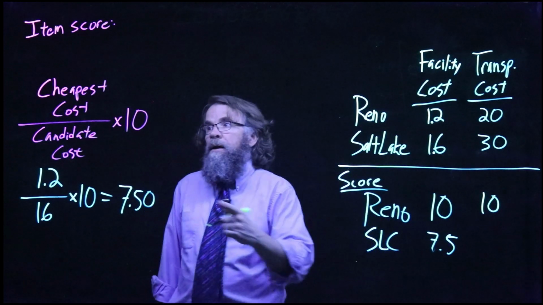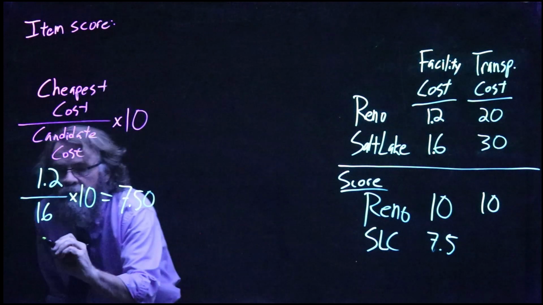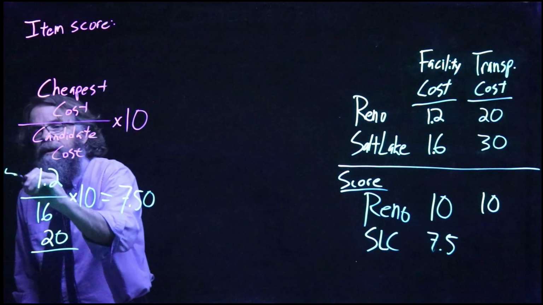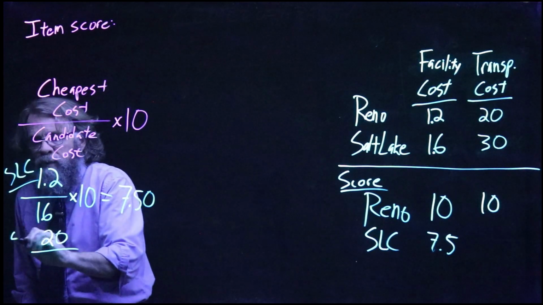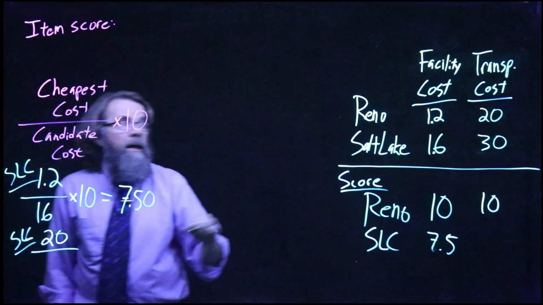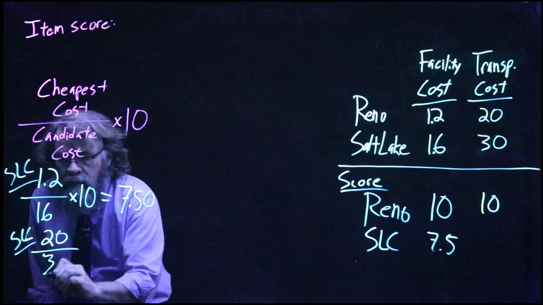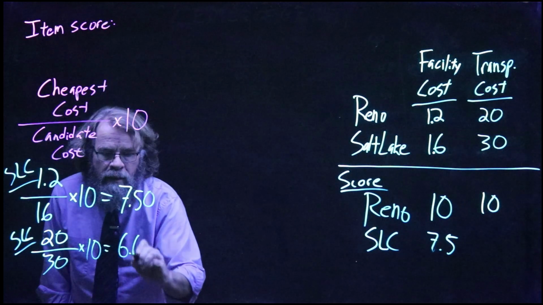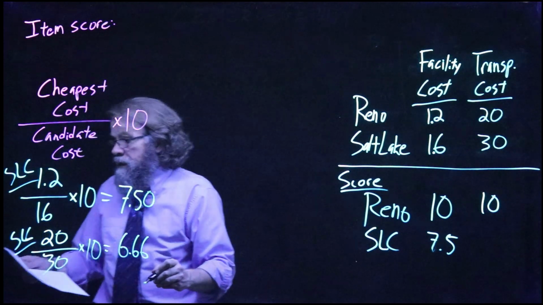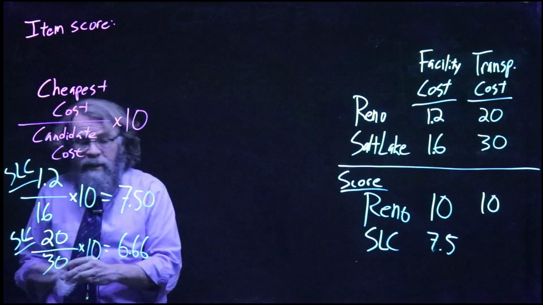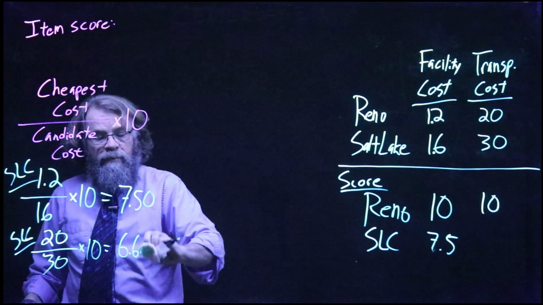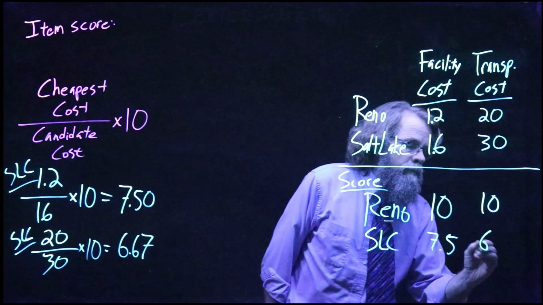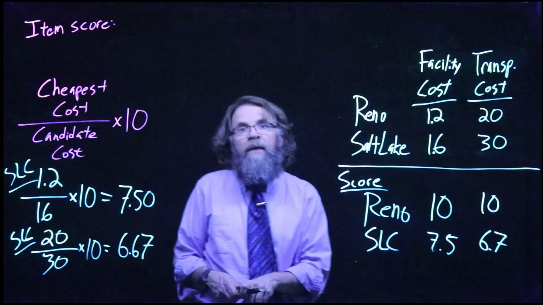So in this case, the cheapest cost is 20, and this was Salt Lake City we were doing here. And so again, we're doing Salt Lake City, and its cost is 30. So we have 20 divided by 30 times 10. So we get 6.66, or 67, I guess, technically. Got to get the details right here, don't we? So it's 6.67. Well, I guess I'm rounding that to 6.7 anyway.